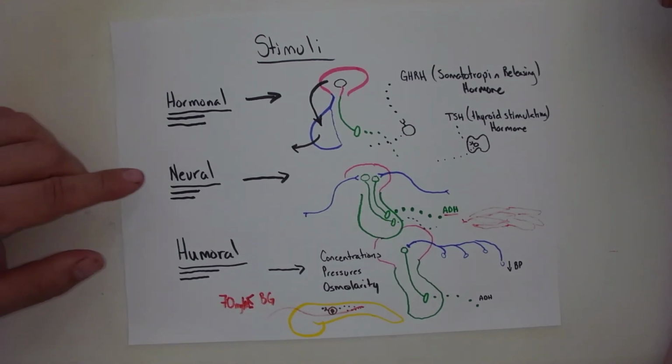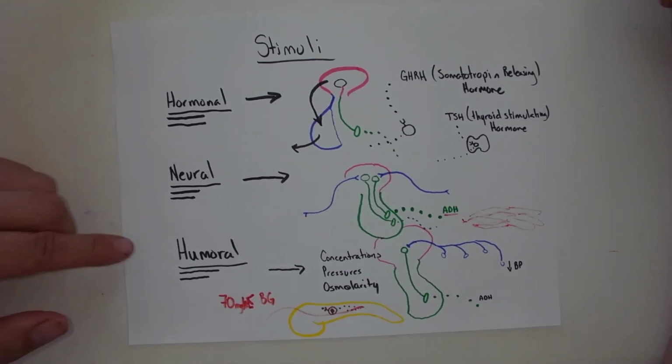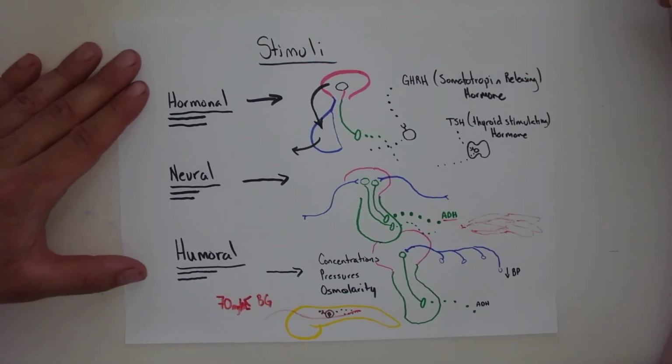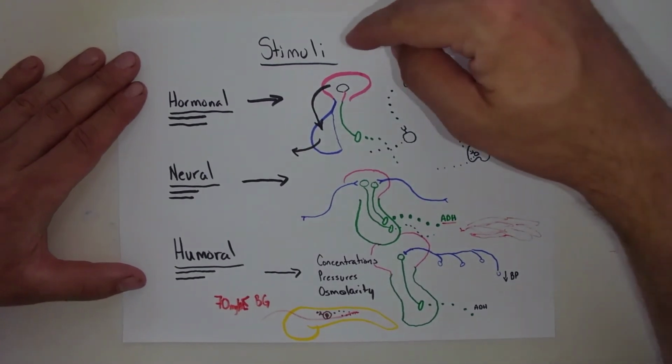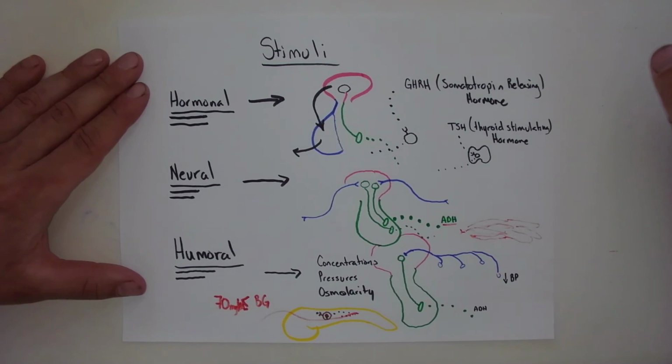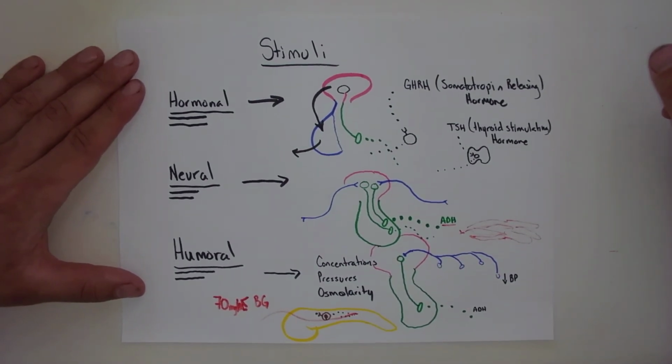If somebody called it neural, you would understand their perspective. If somebody called it humoral, you would understand their perspective. Those are the ideas of different types of stimuli. Again, I don't love these categories, but they're something you should be familiar with when you hear people using them. You can understand the perspective that they're coming from.